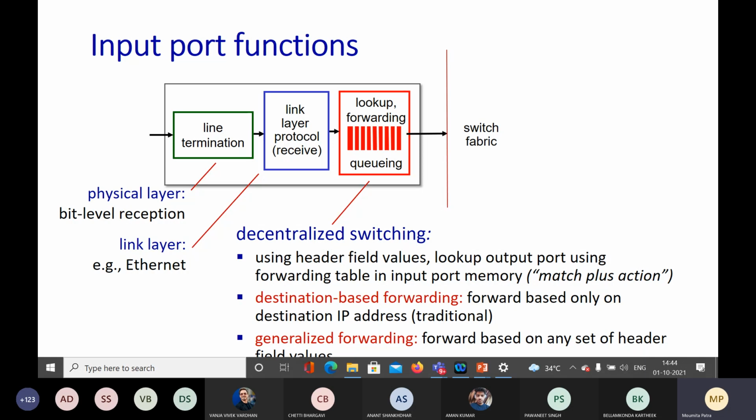The only thing that generalized forwarding helps us with is that it does the job faster. You will see in the later sections that reading an entire IP address and then finding the best match for the corresponding output port is actually a time consuming task. If you are not doing that, you are reducing the amount of time it takes.